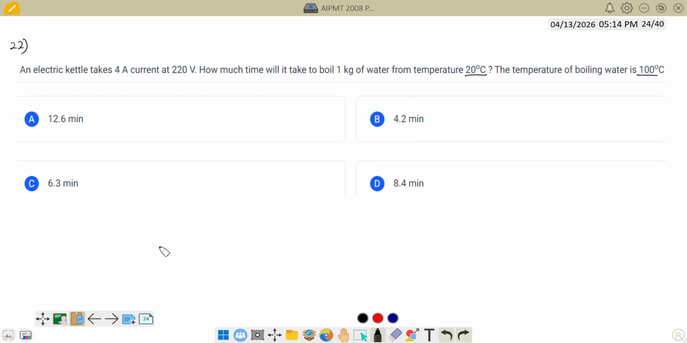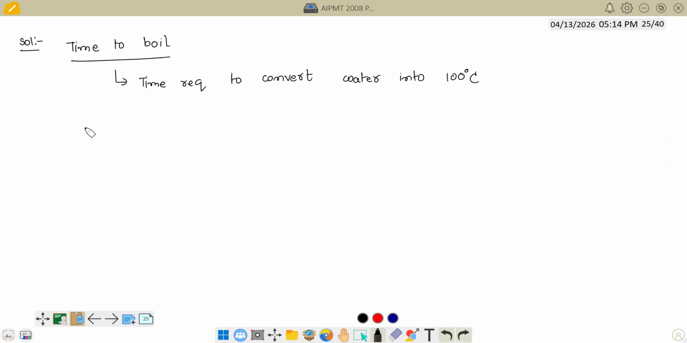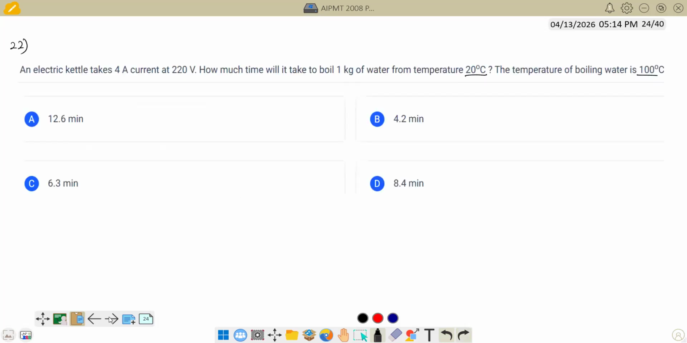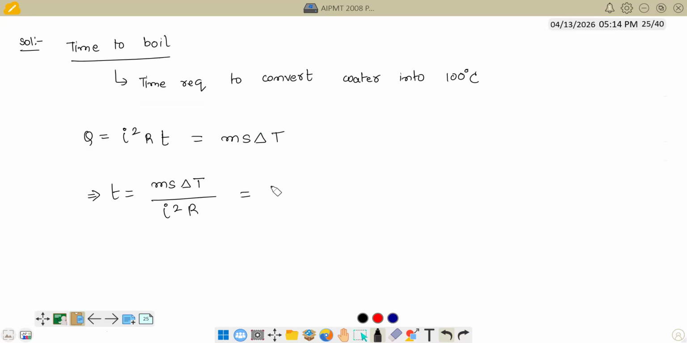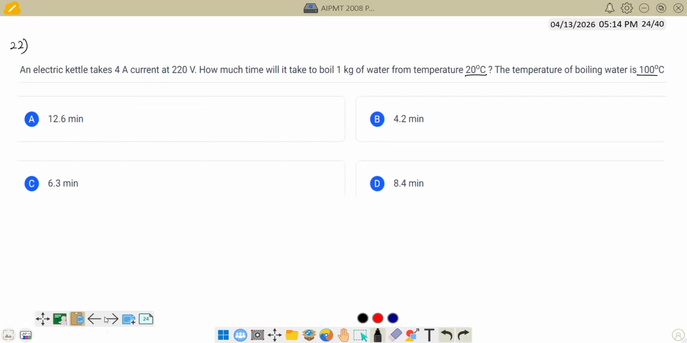Now, we know Q equal to, when you heat it through a resistor, I square RT, where T is the time, which must be equal to m s delta T. Now, let us substitute everything carefully. So, the time required would become m s delta T by I square R. So let us substitute everything carefully and we'll get our answer. So the first one is I square, and mass is given as 1 kg.